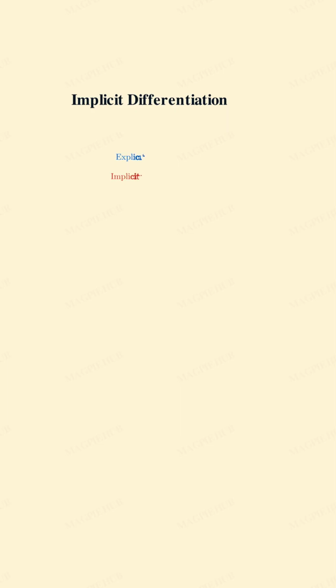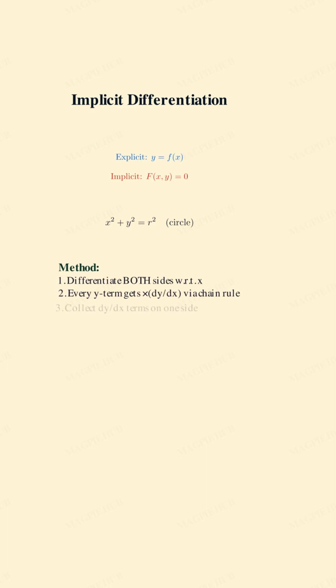Implicit differentiation. Sometimes y is not explicitly written as a function of x. Instead, x and y are mixed together in one equation, like x squared plus y squared equals r squared, a circle. You cannot easily solve for y alone.